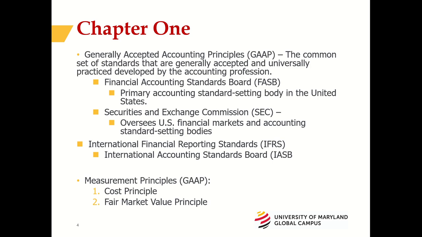You're going to learn about measurement principles under GAAP, the cost principle and the fair market value principle. Cost says a company is recording an asset at what they bought it for, their cost. In general, most companies use the cost method. The fair value principle says assets could be reported at fair value only in situations where assets are actively traded, such as investment securities, where companies apply fair value principles extensively.